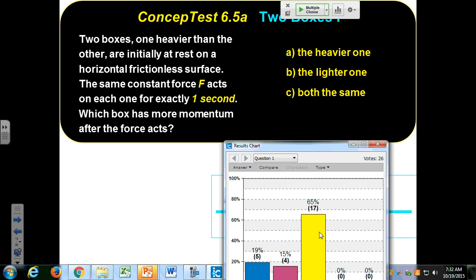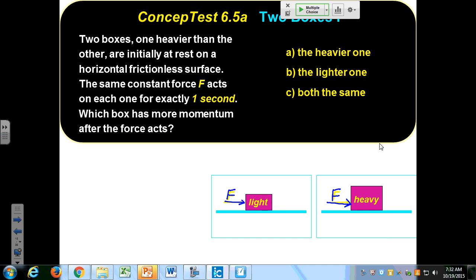Let's see, C is the right answer. Remember, this goes back to our Newton's second law. Newton's second law is F equals dp/dt. So if I have the same force that acts on both boxes in the same amount of time, in 1 second, they're going to have the same change in momentum. Remember, this is just a rewriting of Newton's second law. It's actually the original way he wrote it. dp is m dv over dt, which is mass times acceleration.